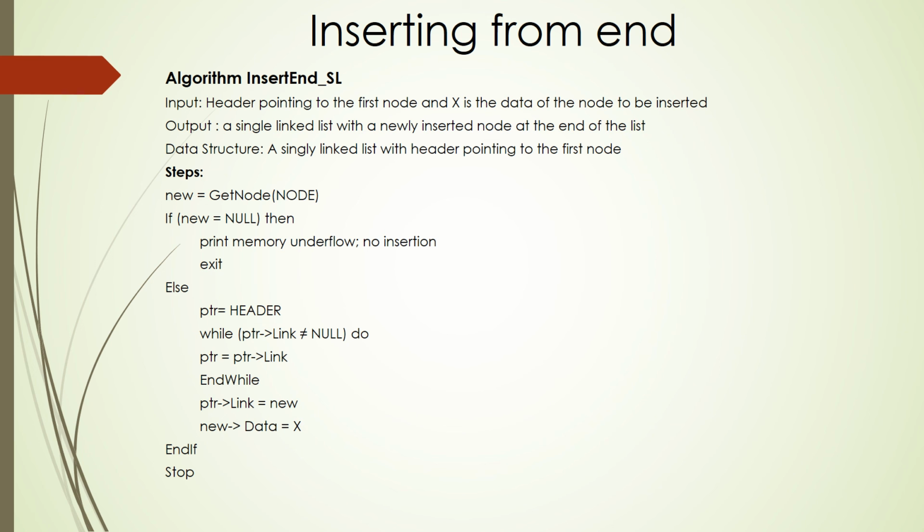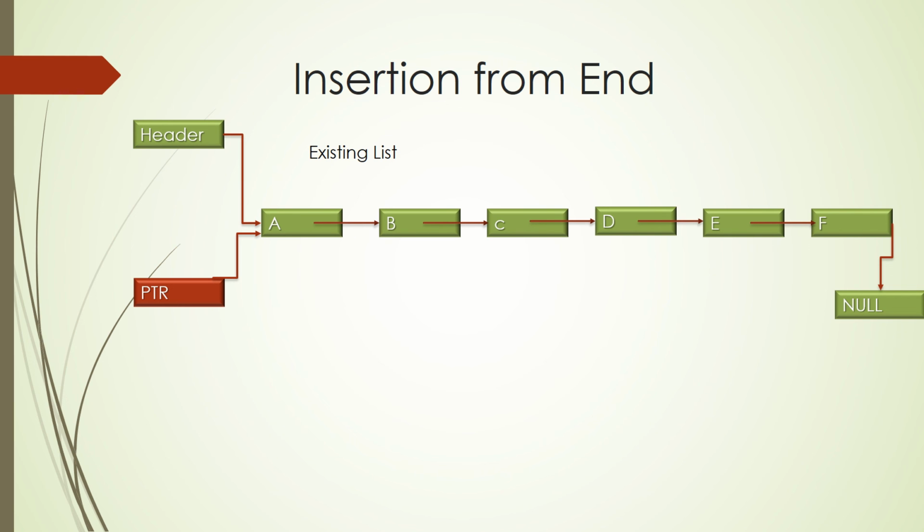When the get node procedure is executed, the link value of the newly created node will be set to null by default. That is why we are not adding "new link is equal to null" here. If you want to write it, you can write it as new link is equal to null. No problem. Okay, so let's see a diagrammatic representation of the same.